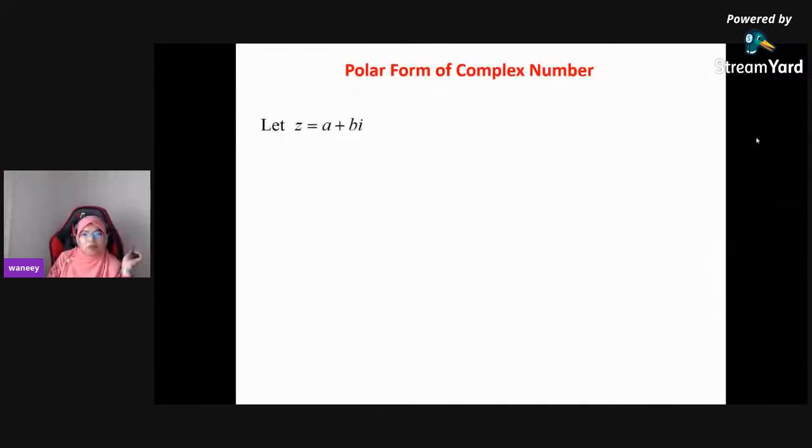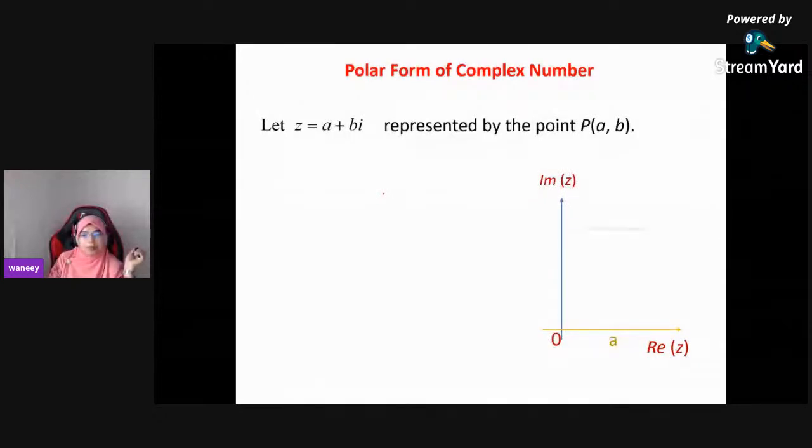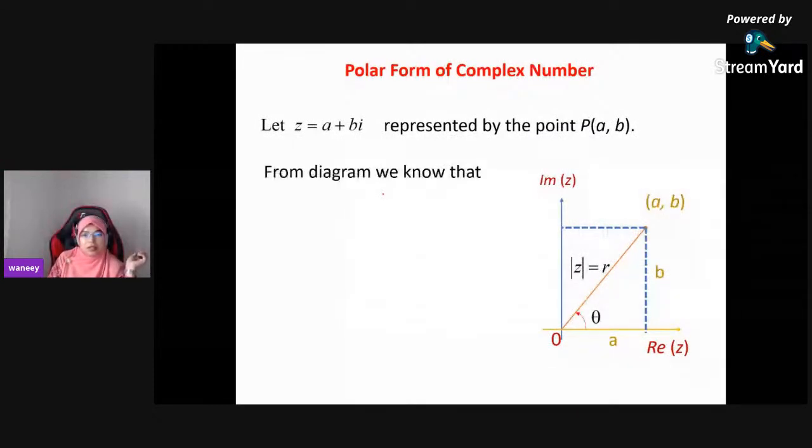Okay, so polar form of a complex number. If let's say z is equal to a plus bi, and then you draw your Argand diagram. Right, so from this diagram, how do we calculate cos? So cos of theta, cos is the adjacent over hypotenuse. So this is theta, adjacent is a, hypotenuse is r. So that is why you have a over r. That is how you have a over r.